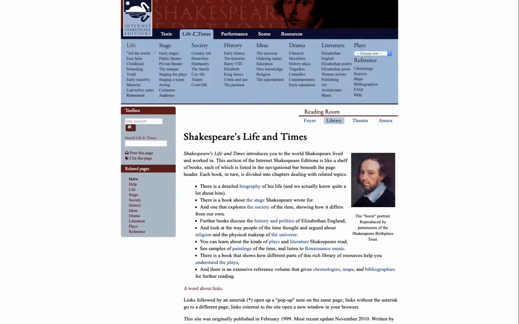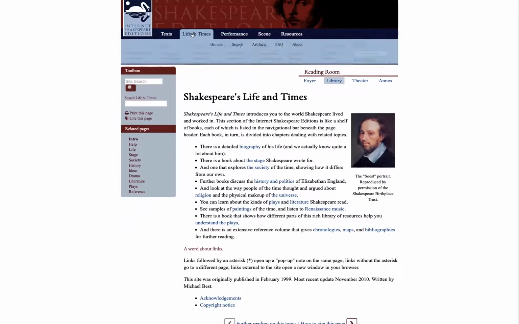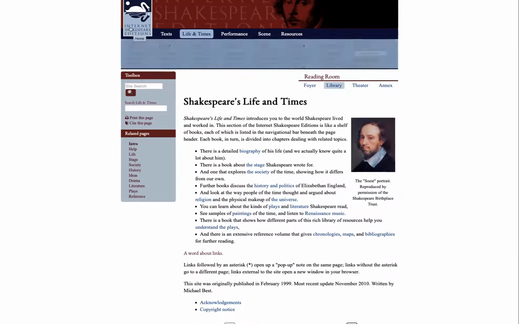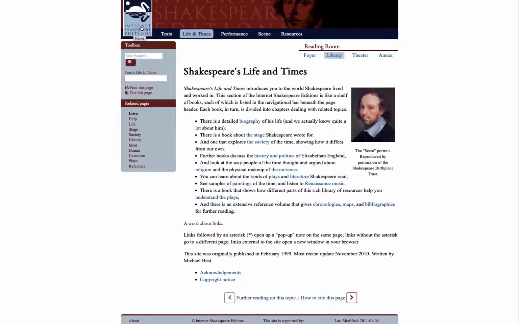I want you to consider these areas in your self-study. I'll probably come to some of them during my talks on our plays, but I want you to have this resource, and just type Internet Shakespeare into your browser and it'll come up. Okay, so that's that.